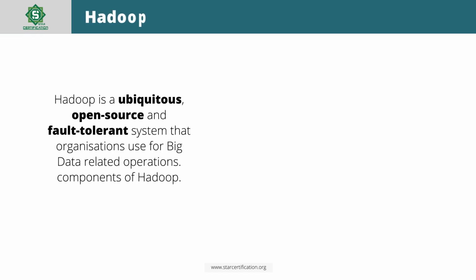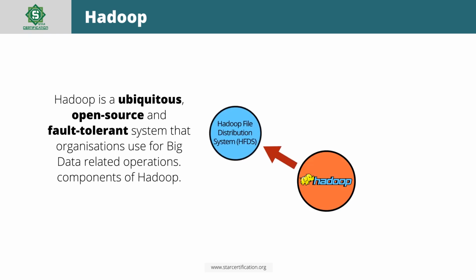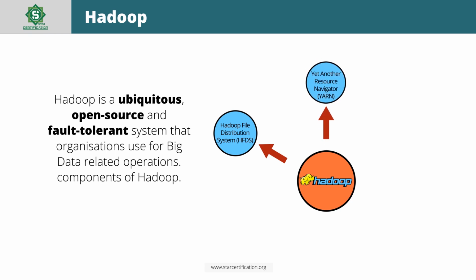Hadoop. Hadoop is a ubiquitous, open source, and fault-tolerant system that organizations use for big data-related operations. Hadoop Distributed File System. Yet Another Resource Negotiator. MapReduce.